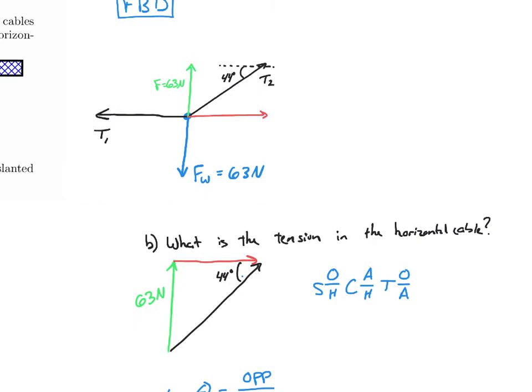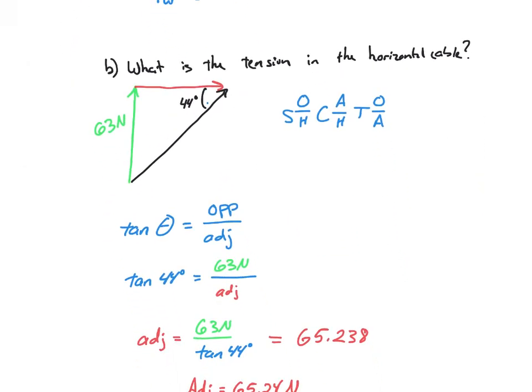I'm just going to redraw it so I have an idea of what to do. I'm using my vertical force of 63 newtons as one of the sides of that triangle. I'm going to now solve for the adjacent side. I could use the cosine, but because I know the hypotenuse now, I'm going to solve it with just the tangent. I end up with about 65.24 newtons of force in that horizontal direction.